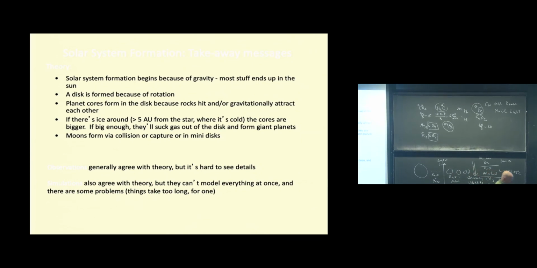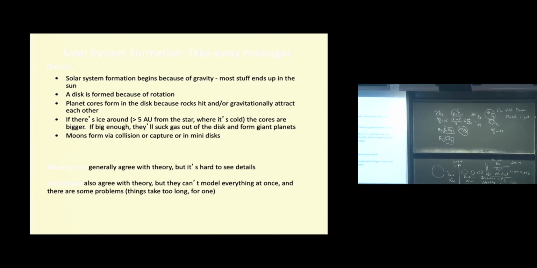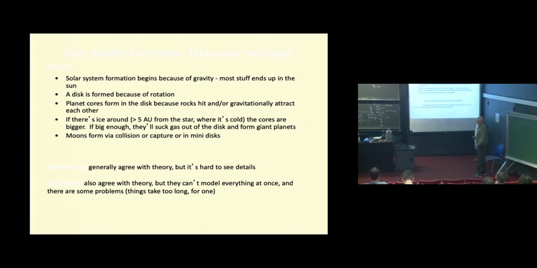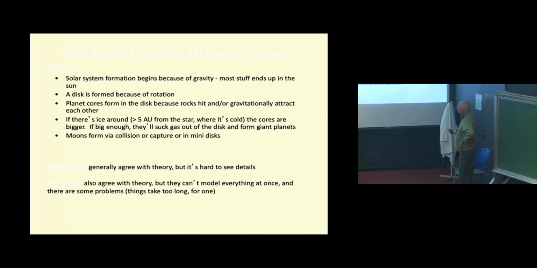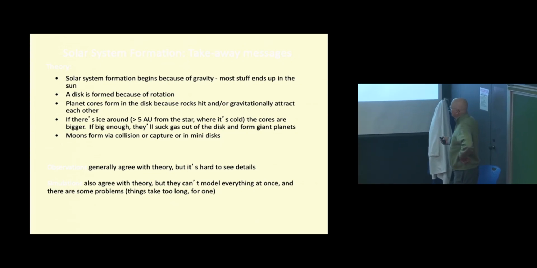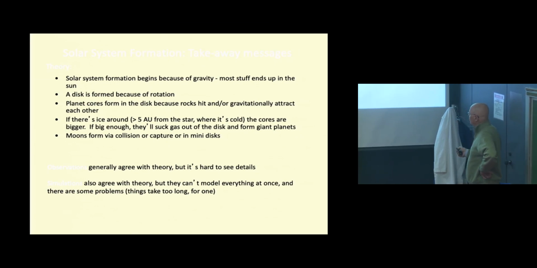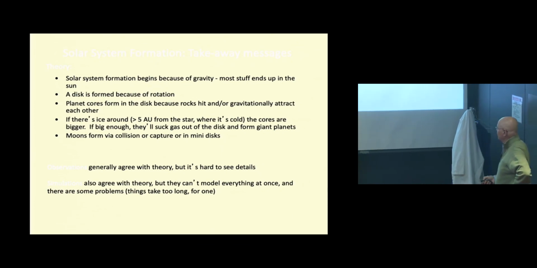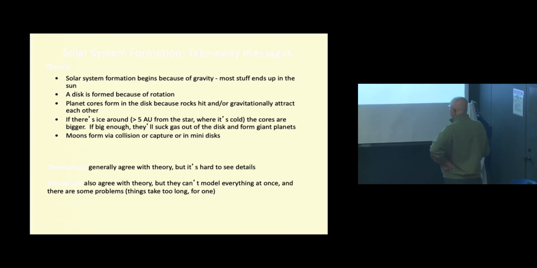So the takeaway messages from this are that solar systems are beginning because of gravity. Most stuff ends up in the sun. A disk is formed because the big ball that originally starts is rotating. Little planetary cores form in the disk because the rocks hit or gravitationally attract each other. And if there's ice around where it's cold, far from the star, the cores are bigger. And if they get big enough, they'll suck gas out of the disk and form giant planets. Moons can form by collision or capture and mini disks.